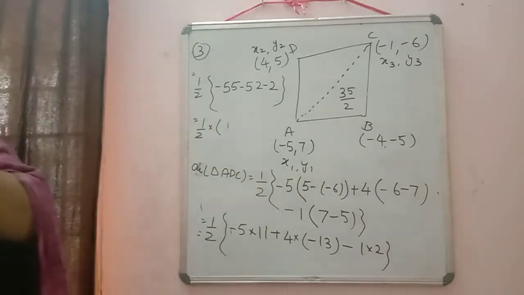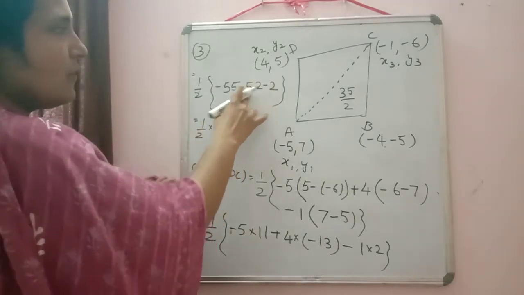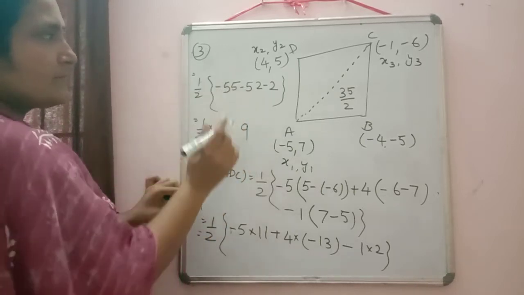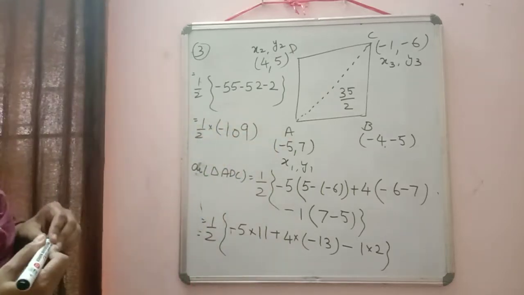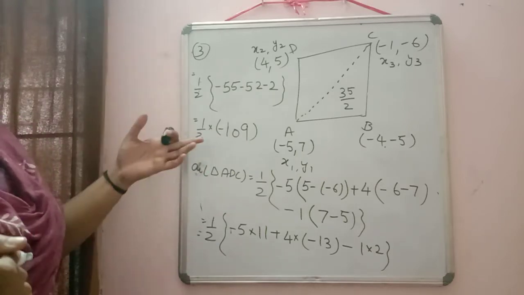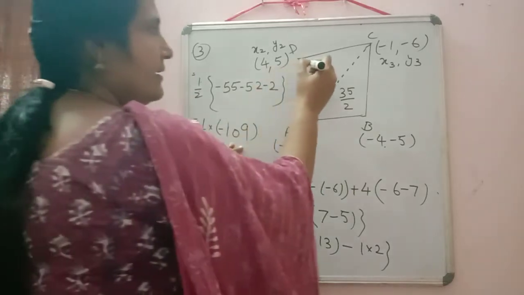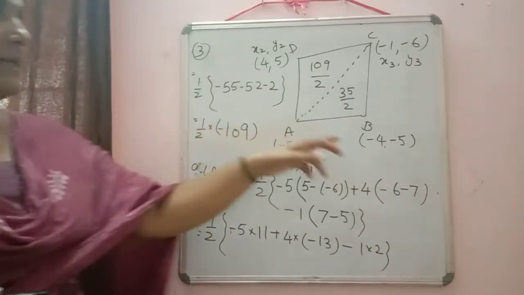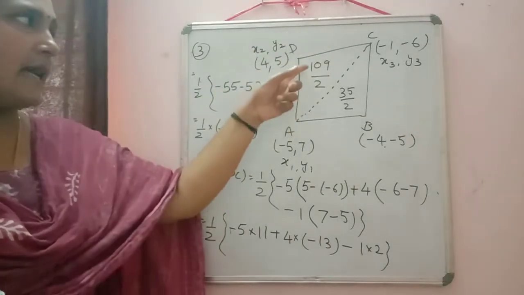So what we can do? We can add all the numbers there. So it will be equal to 2 plus 2, 4. 4 plus 5, 9. And here 5 plus 5 will be equal to 10. And here minus sign is there. So we are getting here minus 109 by 2. And since we know area of triangle will never be negative, so what we will write here? 109 by 2.